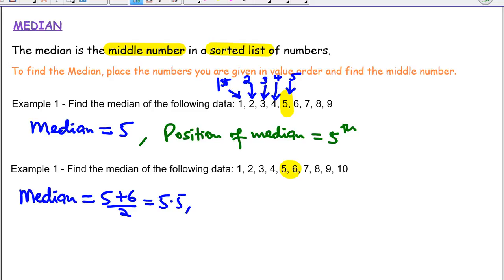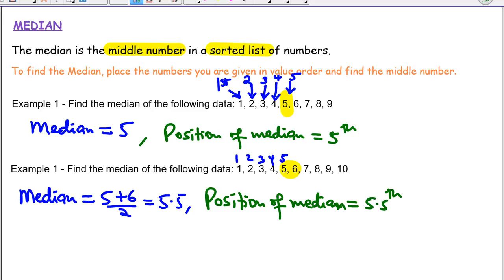But what is the position of the median? Let's count. This is first, second, third, fourth, fifth, and then in the middle. So the position of the median will be 5.5. So 5.5 is the position of the median here.